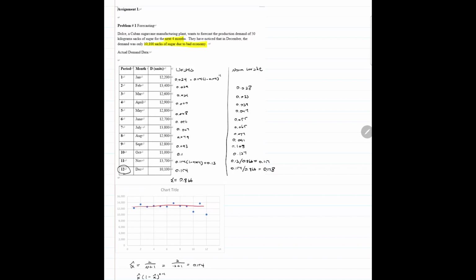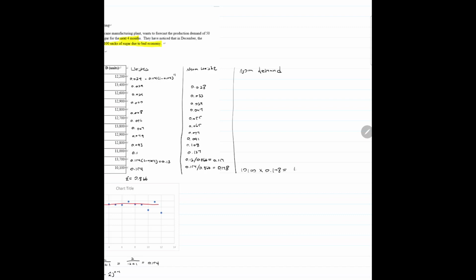Okay, these are the outcomes. Now we have to normalize the demand. It's simply the normalized weight multiplied by the demand. So for this one, the demand was 10,100. We multiply by the normalized weight, which is 0.178, so it comes out to be 1796.93.